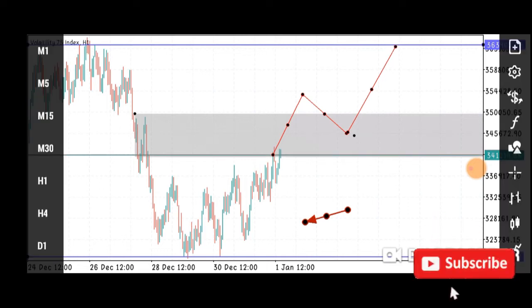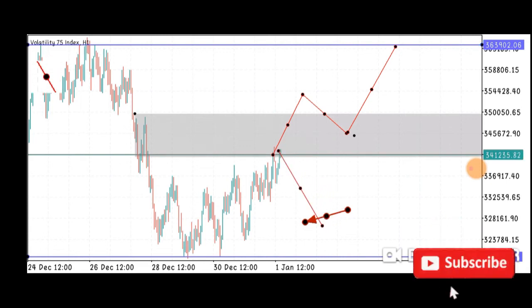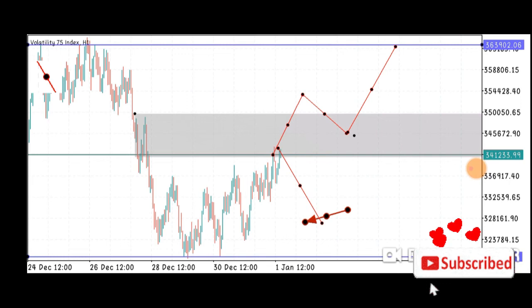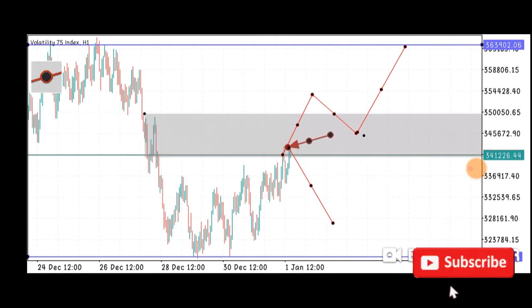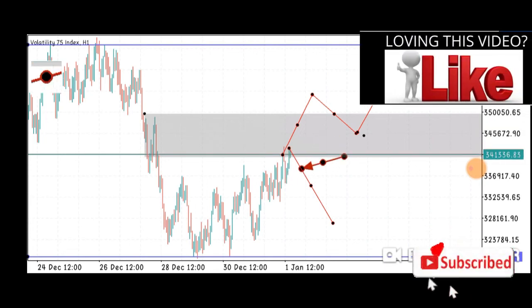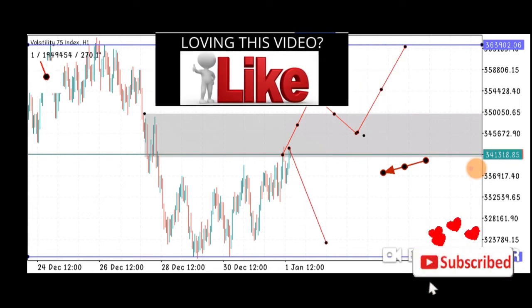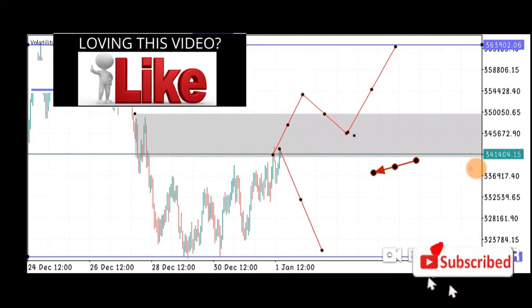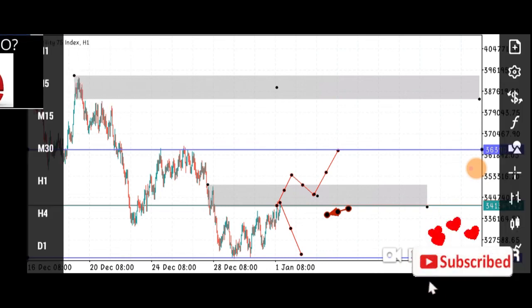Another scenario that could play out would be it could get rejected here. As you can see, it's already forming a double top. So it's either it get rejected and falls back to test this area here and possibly starts to range. It could start to range.